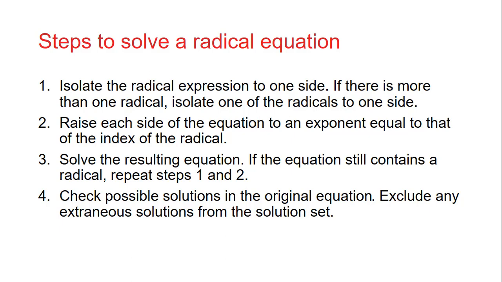We first isolate the radical expression to one side. If there's more than one radical, we want to isolate one of the radicals to one side. Then we will raise each side of the equation to an exponent equal to that of the index of the radical. So that's applying this property 2 that states that if I have the square root equal to a number, then I'm going to square each side. And the key thing here is, again, to remember that this index of the square root is understood to be 2, so we will square each side. If I had the cube root of an expression equal to some number, then I'm going to cube each side.